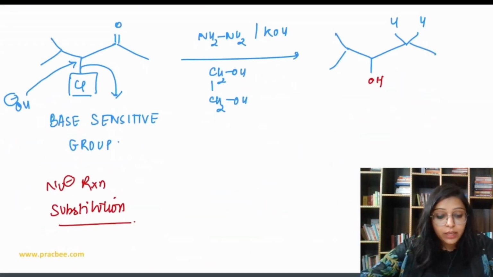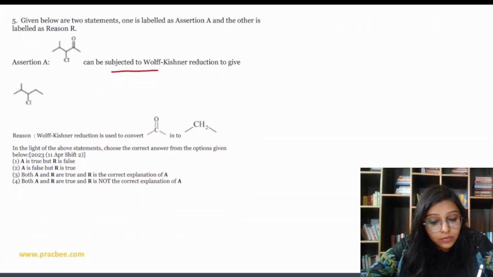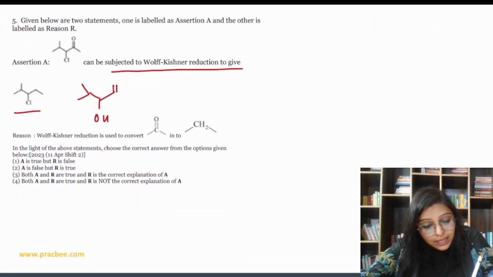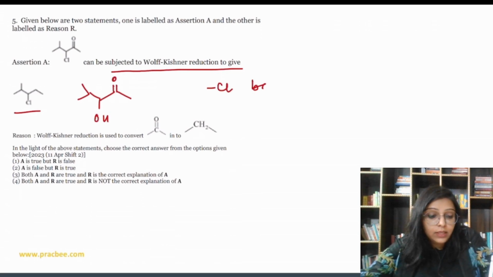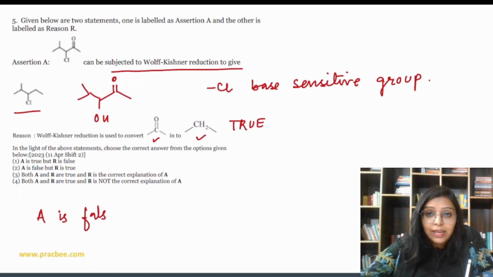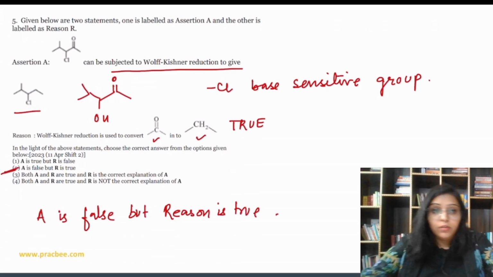Okay. Now let's do the next question, which is based on the same type. So the assertion says under Wolff-Kishner reduction, we get this. No, we get OH because that Cl is the base sensitive group. Now, Wolff-Kishner reduction is used to convert ketone to alkane. Yes, this is true. So we can say assertion is false, but reason is true. Okay, so option 2 is going to be the correct answer from here.